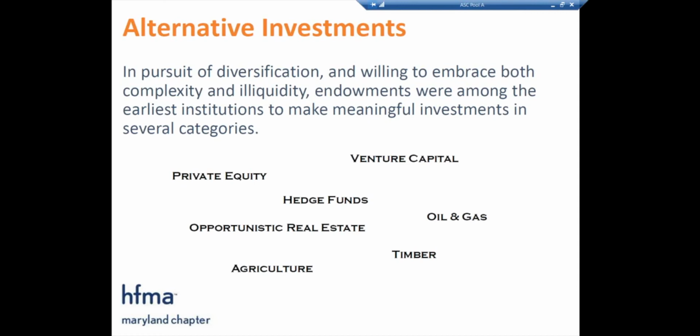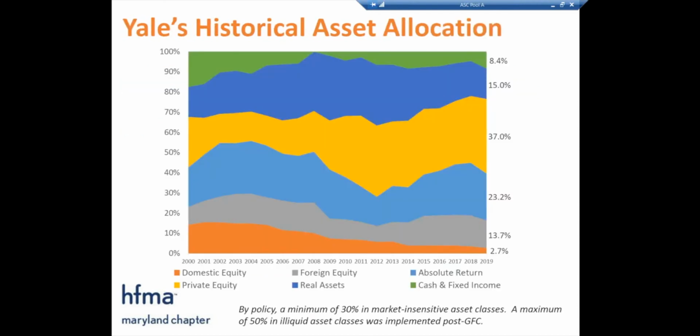Yale has been known for having up to 80% of their portfolio in alternatives. And again, they've been doing it for a very long time, and it took them time to get there, but they really pushed the envelope in terms of illiquidity and complexity. Here's their historical asset allocation dating back to the middle of 2000, again through the middle of 2019.